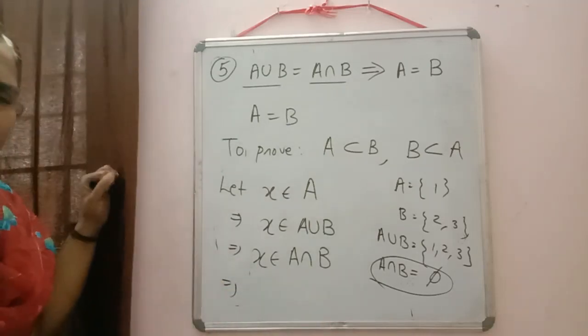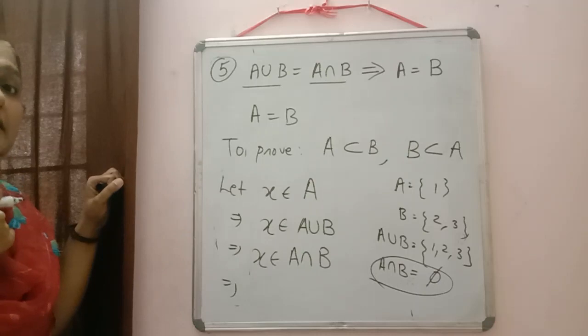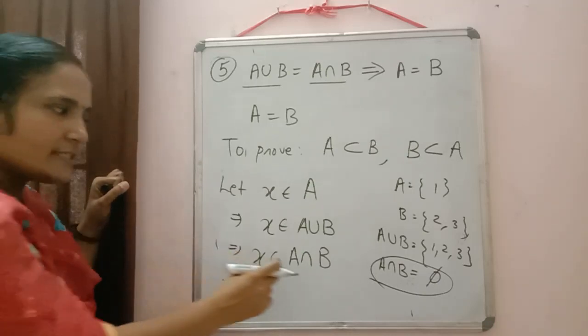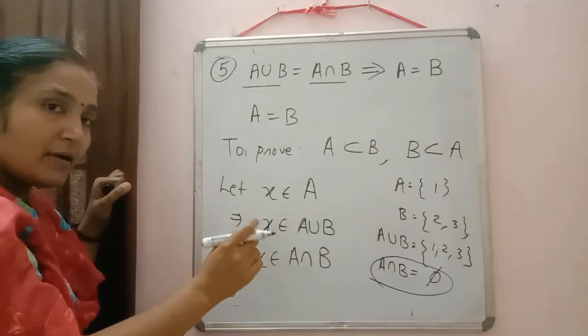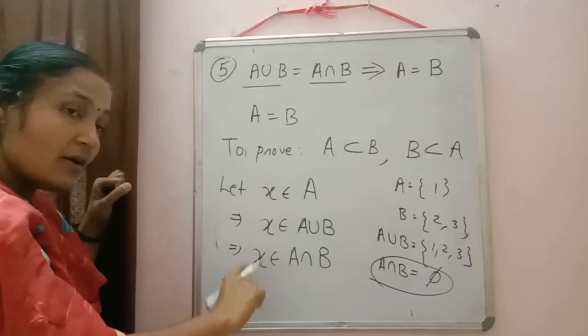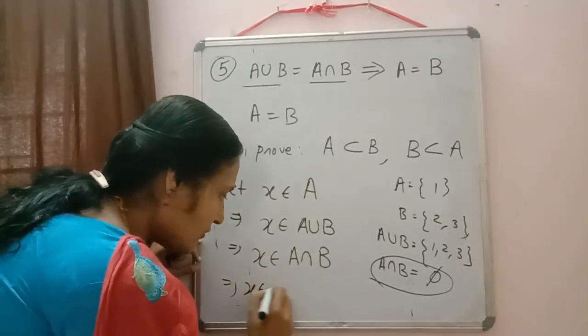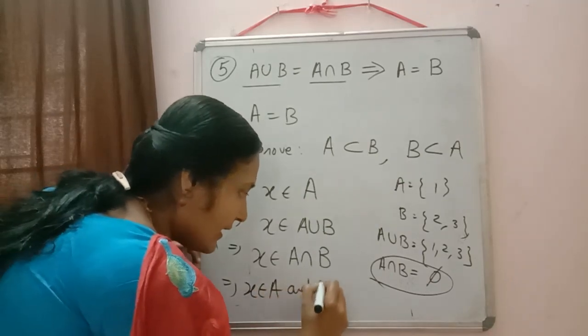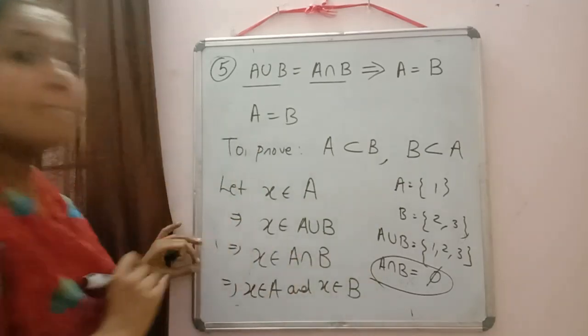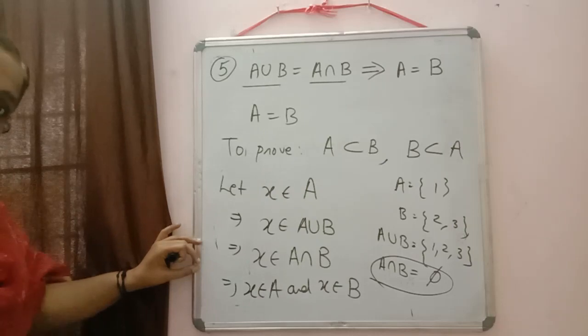What is the meaning of that one? X belongs to which set? A intersection B means the elements which are common to both A and B. Means X belongs to A and X belongs to B also. X is there in A and X is there in B also.